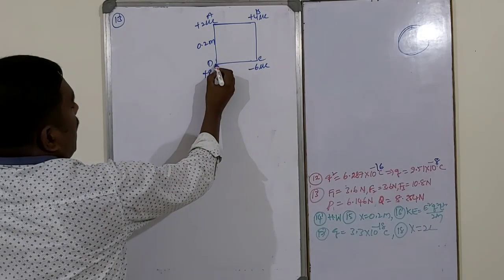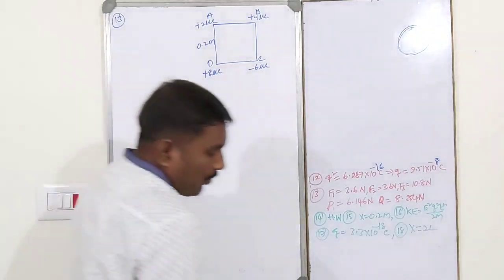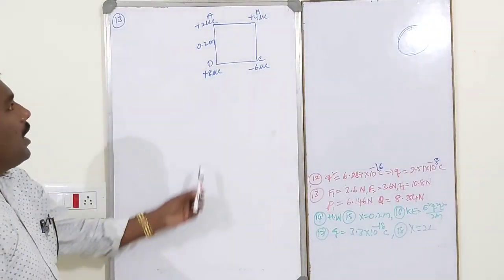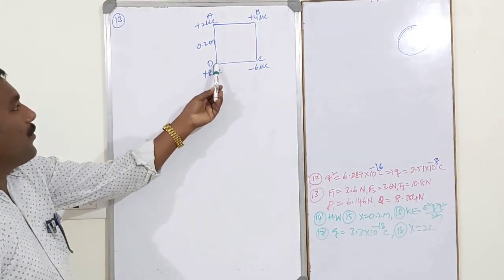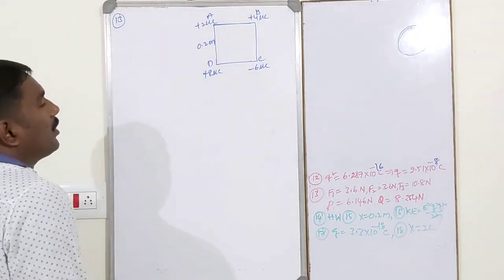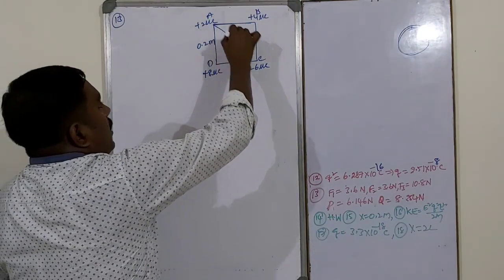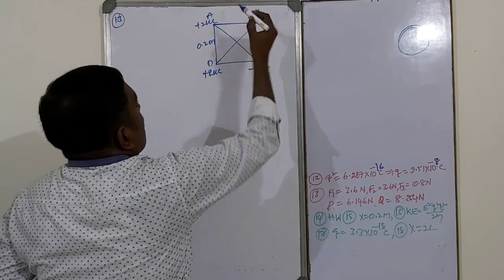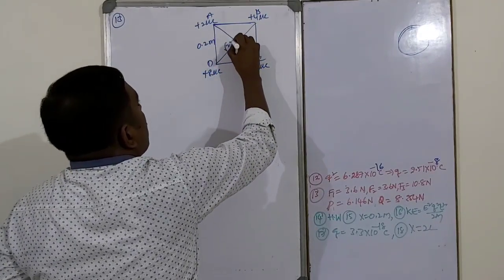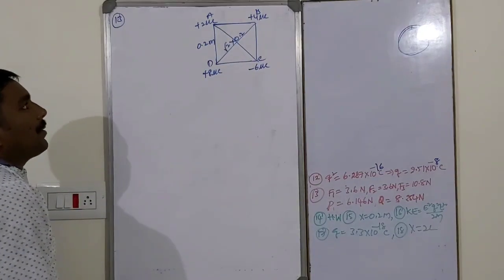So here we are asked to find the resultant force. Calculate the resultant force at D. This is a diagonal, and this is also a diagonal. So the diagonal is equal to what? Root 2 times the side of the square, that is 0.2.